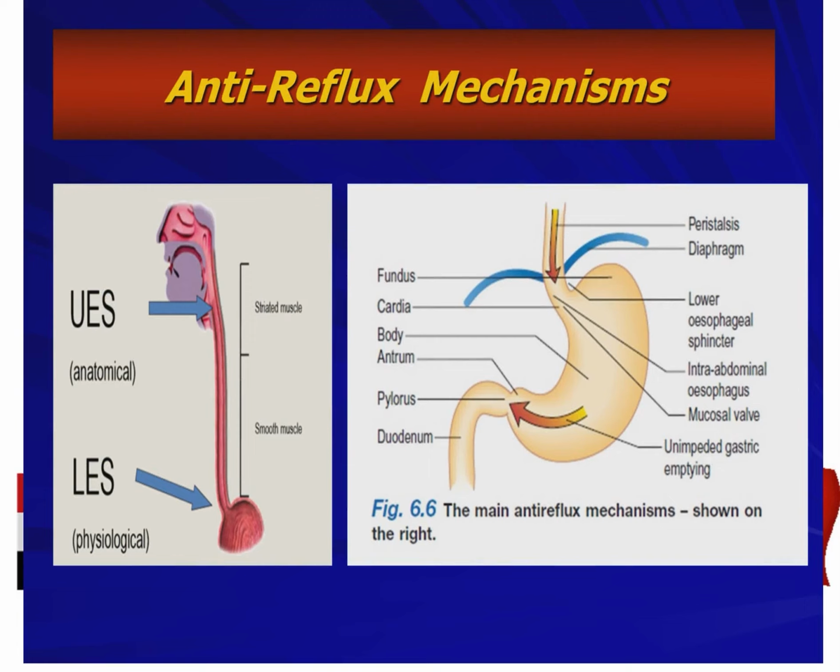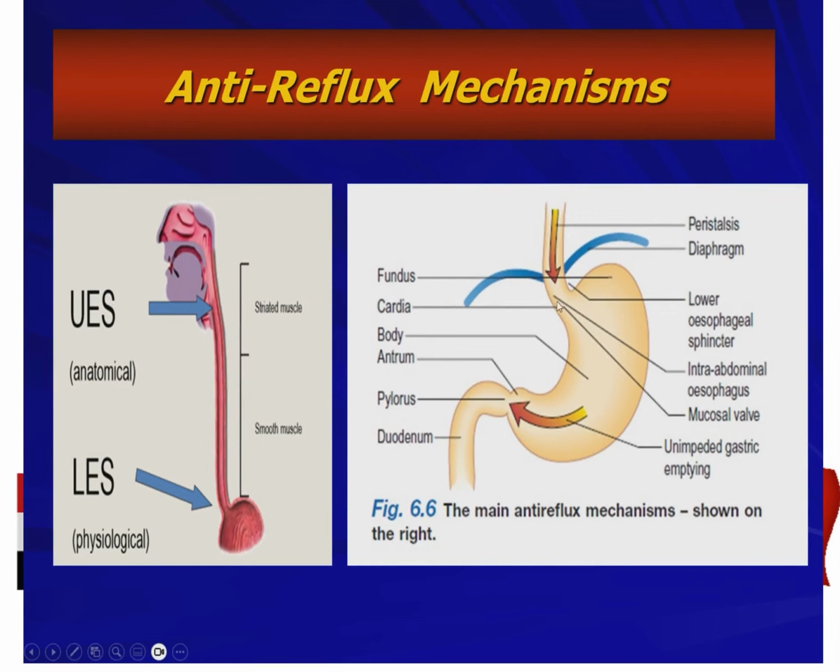Let's take a look at the incredible structure of the esophagus. As we can see here, the esophagus is equipped to prevent the reflux of the acid with the lower esophageal sphincter with a pressure of 40 millimeters mercury, and the upper esophageal sphincter with a pressure of 100 millimeters mercury.